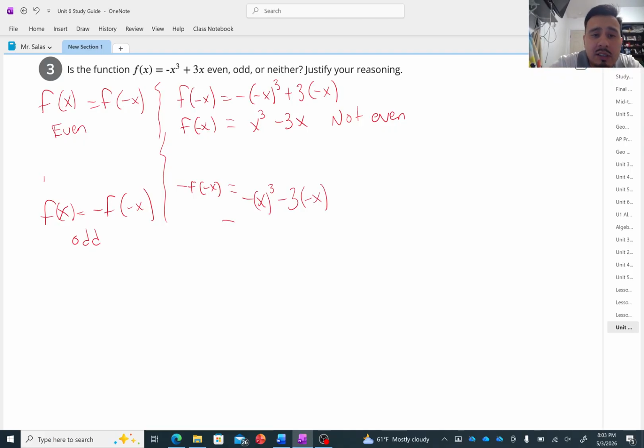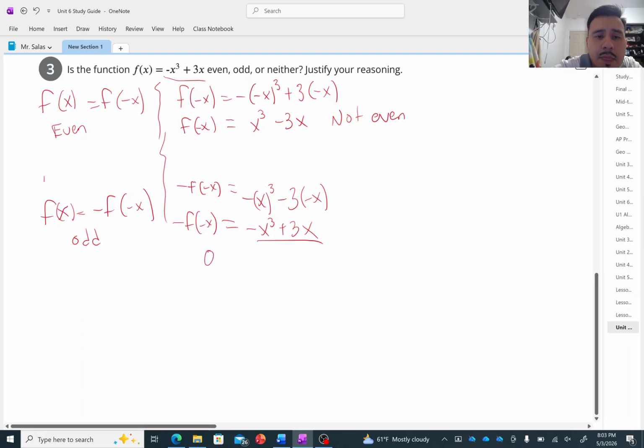I simplify this, so negative f of negative x equals, this is going to be negative negative x cubed. Two negatives make a positive, so it's going to be plus 3x. Is this the same as the original one? Yes, it is. So I'm going to go ahead and say that my function is odd. Odd. And that's it. That's all you had to do.